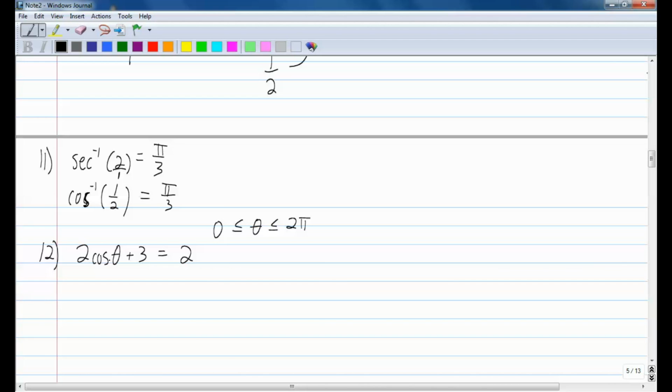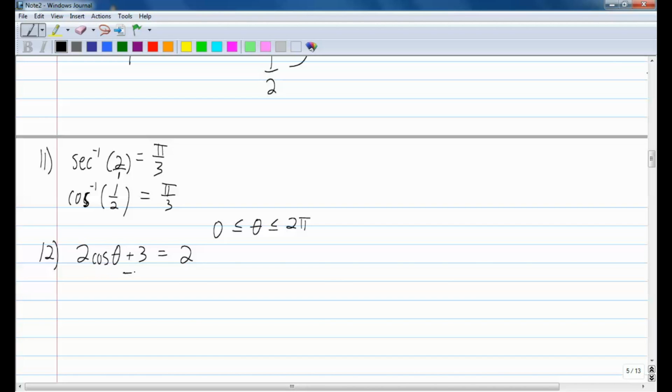And so depending on whatever I get over here on the right side, if it's positive, then I want my angle measures from the two places where cosine is positive. If I work it out and I have cosine theta equals a negative something, well, cosine is negative in two places, two quadrants. So I want both of those answers. Alright, here's what I'm talking about.